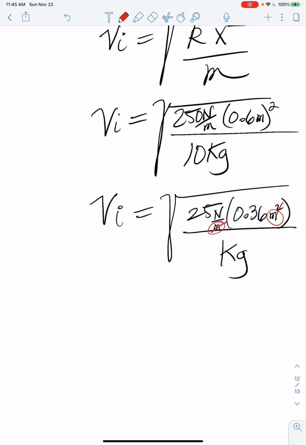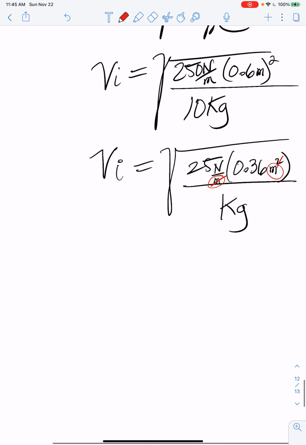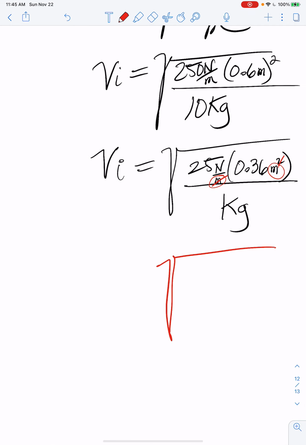Let me multiply this first. 25 times 0.36 is 9. Okay. So we have, this is a nice answer here. So we have the square root of 9. Okay, but what about those units, right? We have Newton meters over kg.